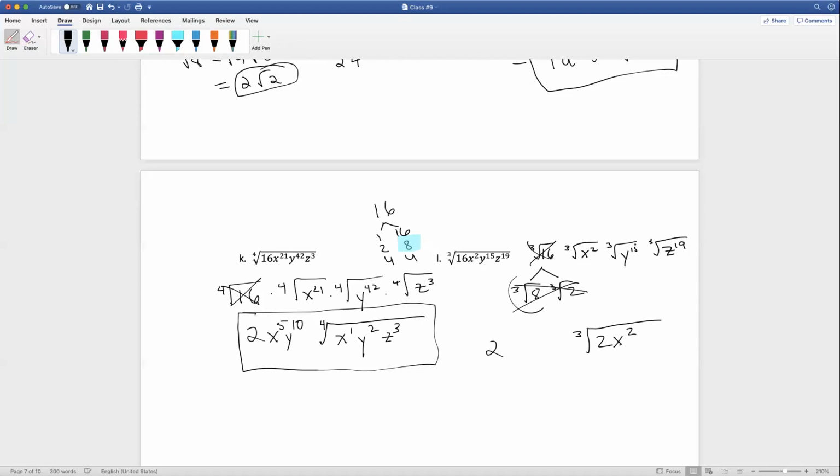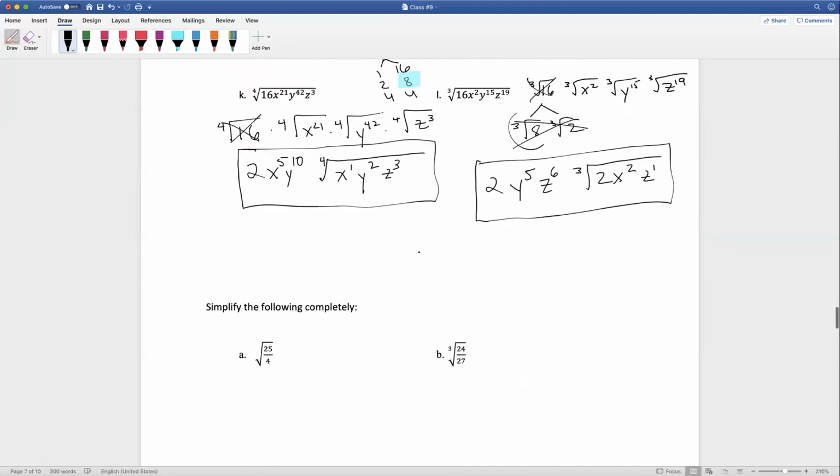For the cube root of y to the 15th power, 3 goes into 15, or 15 divided by 3 is 5. And there's no remainder. So we're not going to have any radicals. We're not going to have any factors of y left over on the inside of the radical. And then the last term, the cube root of z to the 19th, how many times does 3 go into 19? Well, it goes in 6 times. So we have z to the 6th. And remember, we have a remainder of 3 times 6 is 18. 19 minus 18, we have a remainder of 1. So z to the 1st. That's what this guy looks like simplified completely.